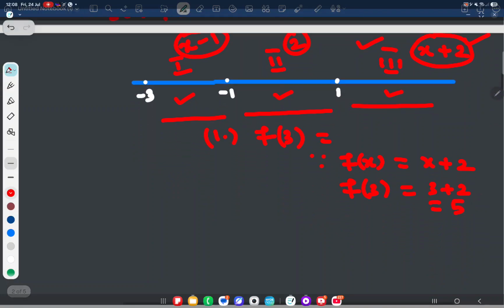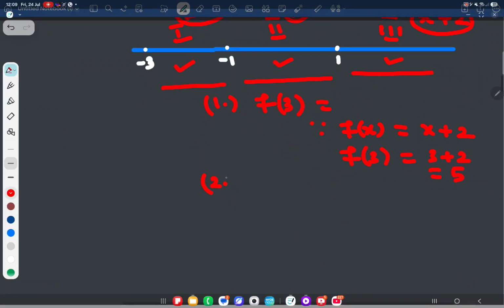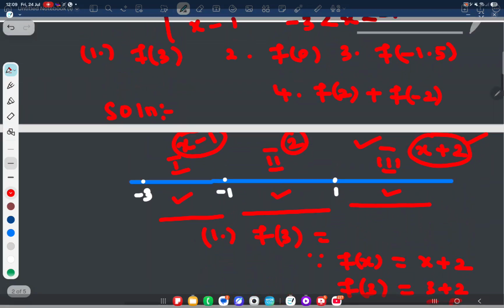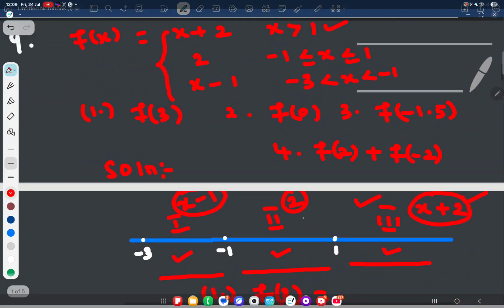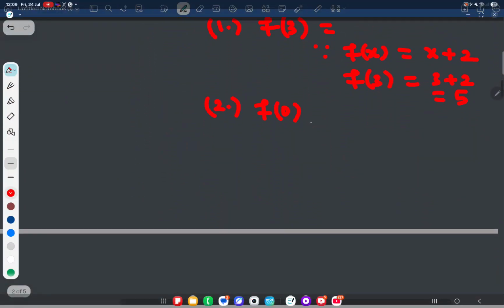Second one, f of 0. f of 0 means second interval, minus 1 less than or equal to x less than or equal to 1. This point may be 0. Second interval means f of x is 2. Since f of x is 2, therefore f of 0 is also 2.